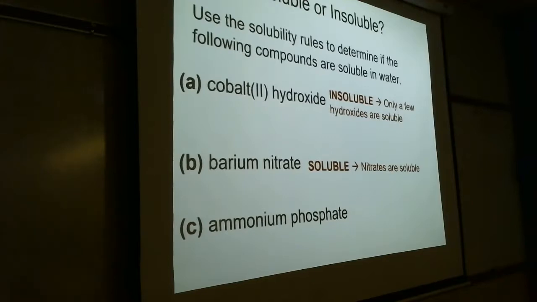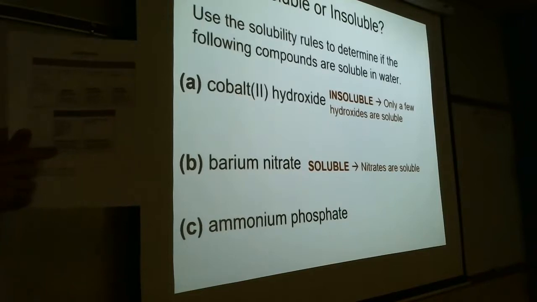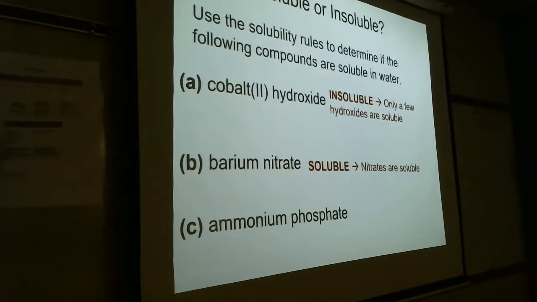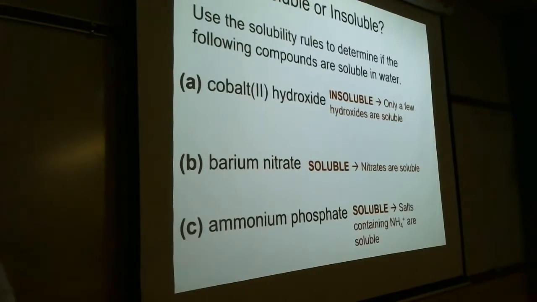What about ammonium phosphate, soluble or insoluble? That one's soluble, and you could look it up by either the cation or the anion here, right? If you look it up by cation, NH4 plus, no exceptions listed. Or if you look it up by phosphate, phosphate is listed under insoluble, but NH4 plus is listed as an exception. So you could look this one up by the cation or the anion. You'll come to the same conclusion either way.